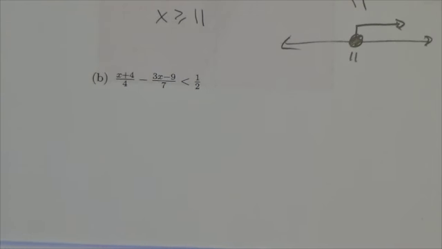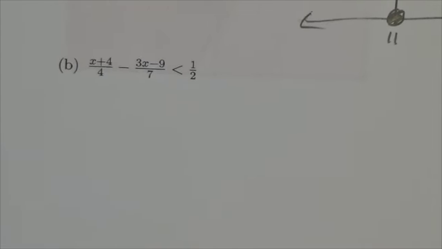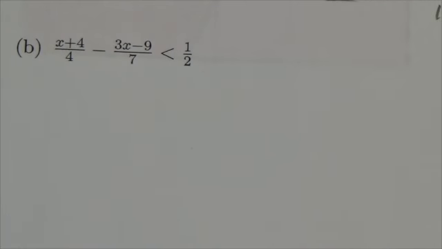Okay, this time we're talking about 9b. This one's a little bit more complicated. Let me zoom in a little bit on that problem here. (4 + x)/4 - (3x - 9)/7 is less than a half.